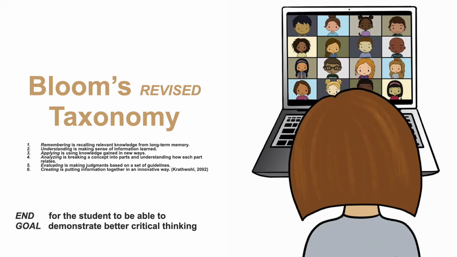Number 4, analyzing is breaking a concept into parts and understanding how each part relates. Number 5, evaluating is making judgments based on a set of guidelines. And number 6, creating is putting information together in an innovative way. And this is all for the end goal for the student to be able to demonstrate better critical thinking.